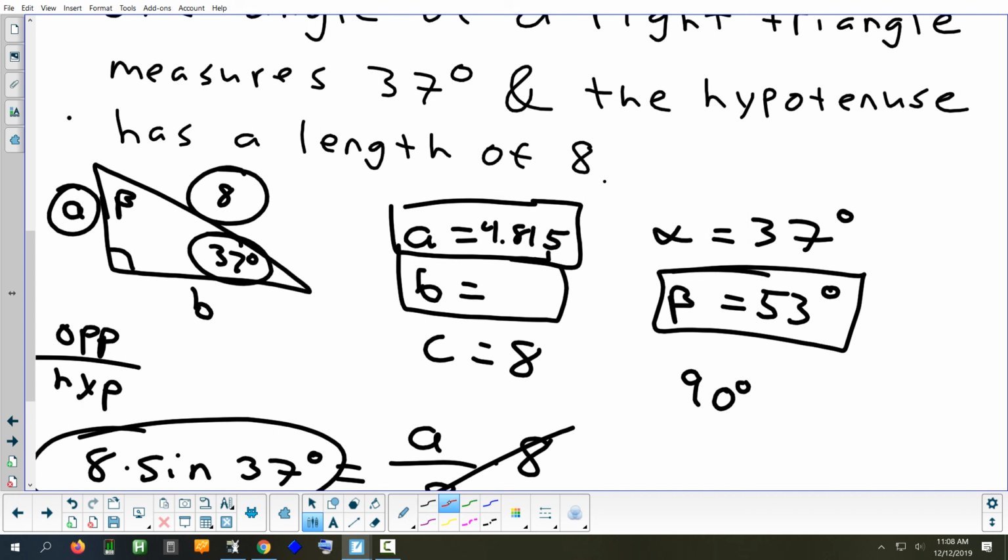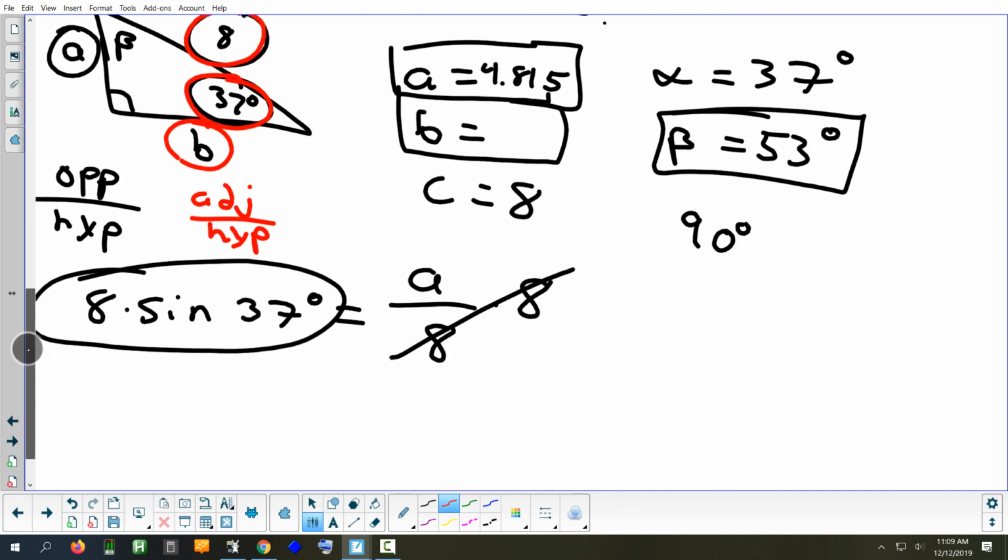To find B, we're going to go back to the angle that was given, the side that was given, and now we're going to focus on that. So, we already know 8's the hypotenuse. What's side B? Adjacent. To find side B, we need a trig function that has adjacent and hypotenuse.